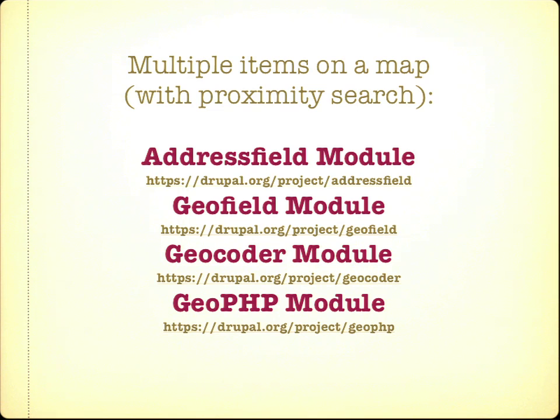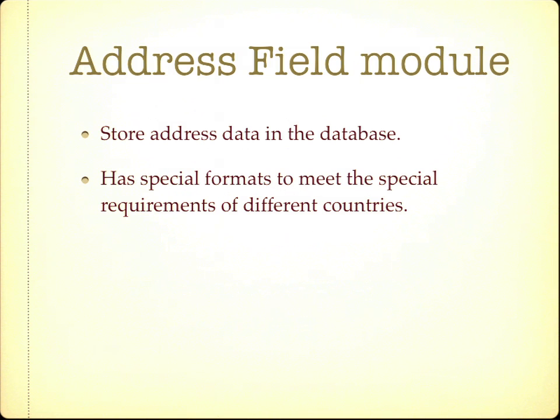So as I mentioned earlier, as we're going a little bit further up the scale, we get to the core mapping stack in Drupal. A lot of other mapping modules will call for these. These can be used in different combinations, but the address field module, the Geofield module, the Geocoder module, and the GeoPHP module. I'm going to talk briefly about what each one of these is doing to give you a better understanding of their role in the whole process.